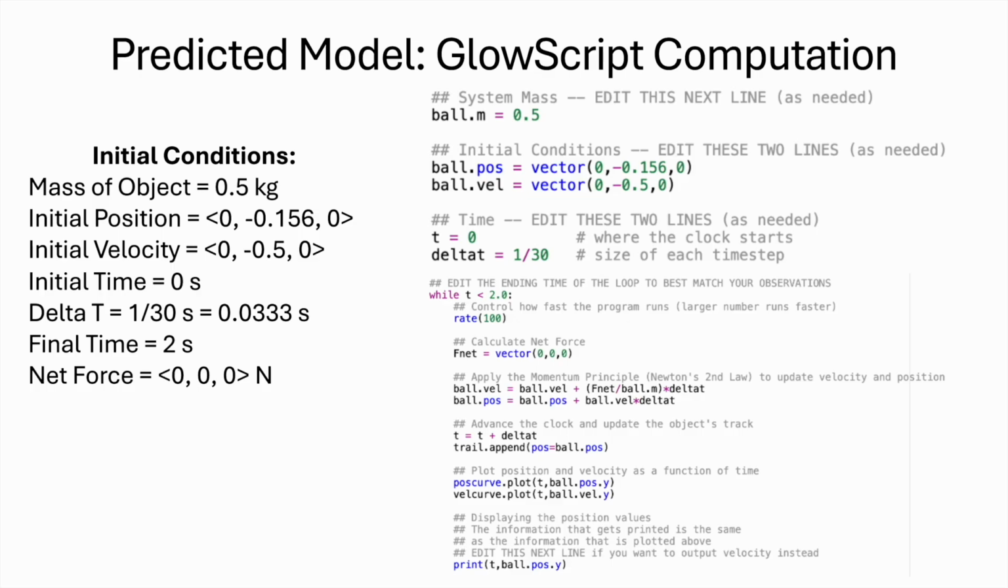Meanwhile, the initial time starts at 0 seconds, with change in time per iteration being 1/30 seconds. The final recorded time is 2 seconds, however, for comparison with the observed motion, we will use the values up to 0.4 seconds. The net force acting on the object is assumed to be 0 newtons in all directions, and the mass remains constant at 0.5 kilograms.